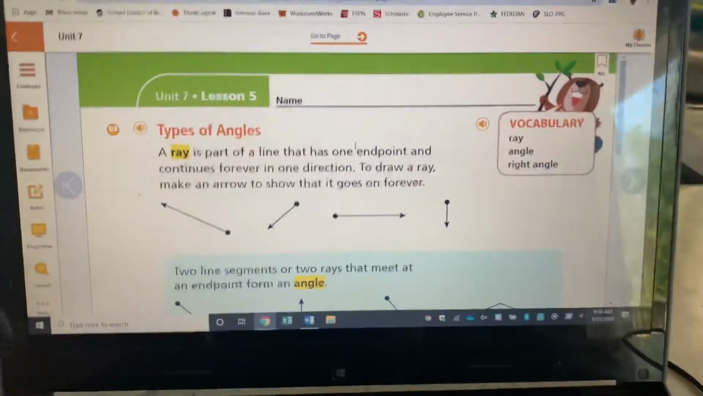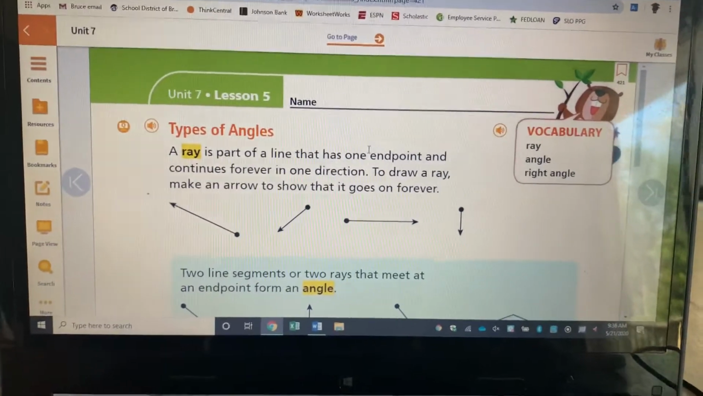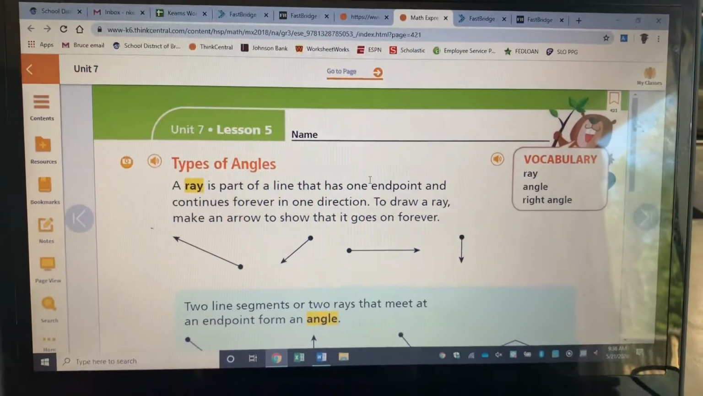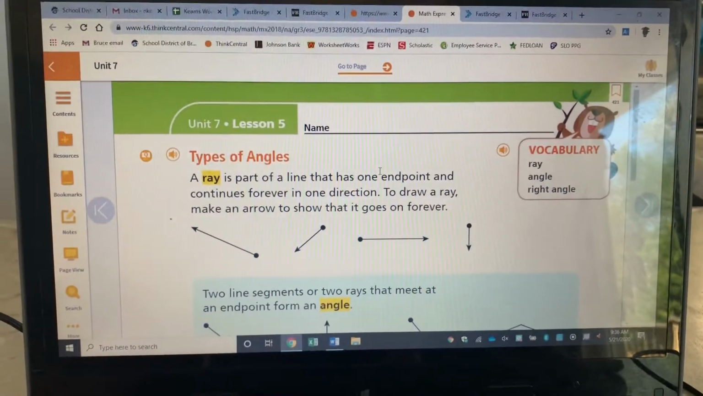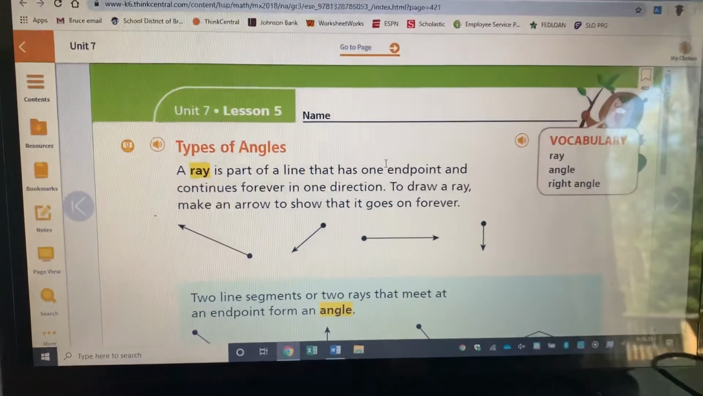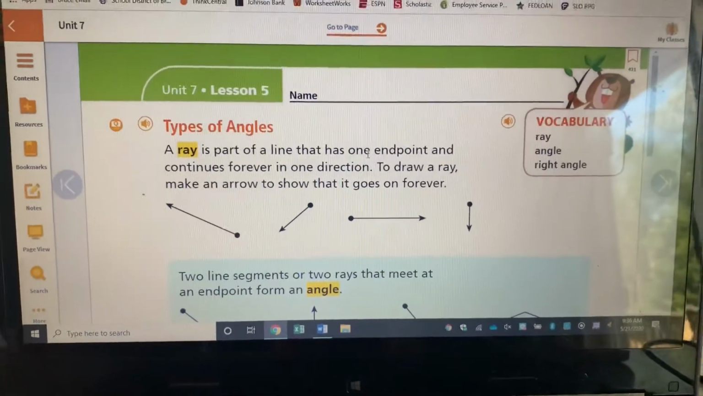Just want to do a little math lesson here with you. We're on Unit 7. We've been talking about measurement with mass, volume, and length. And now we're talking more geometry here. And we're talking about types of angles to start. You guys know that shapes are made up of angles.